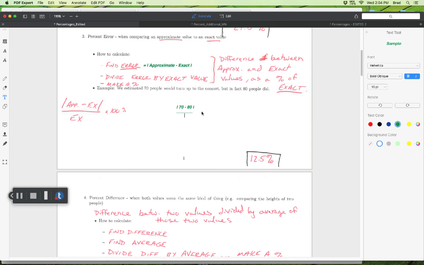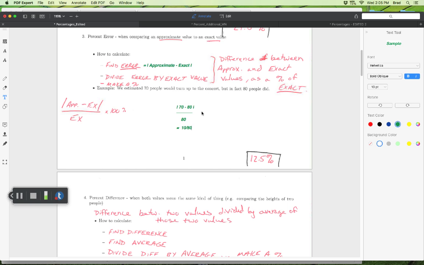70 or 80? Well, 80, because we want to know how far off were we compared to the actual, exact value, what really happened. So then we get this is equal to 10 over 80, or simplifies to 1/8 or 0.125. All right. So we were 12.5% of the exact value away with our approximation.